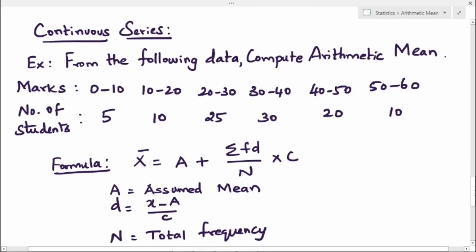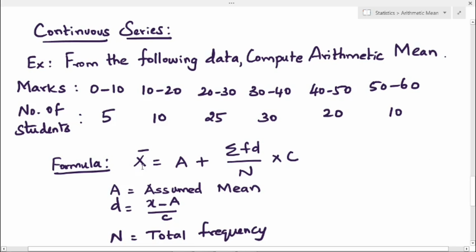Next, continuous series example. In this example, we have to find arithmetic mean, and marks and number of students are given. Marks range from 0 to 10, that is, it is given in the form of class interval. So 0 to 10, 10 to 20, 20 to 30 and so on till 50 to 60. This is called continuous series, and the corresponding number of students is given, that is 5, 10, 25, 30, 20 and 10. So now you have to use the arithmetic mean formula for continuous series.